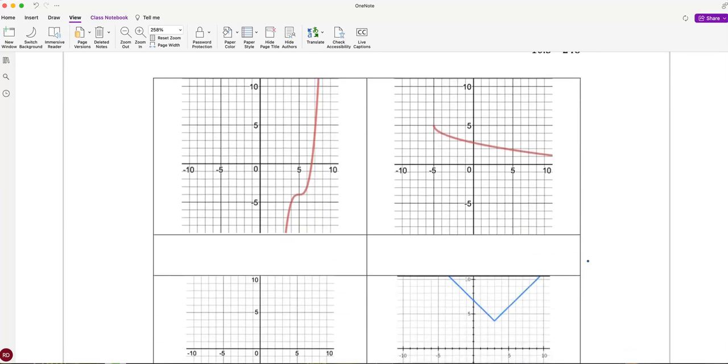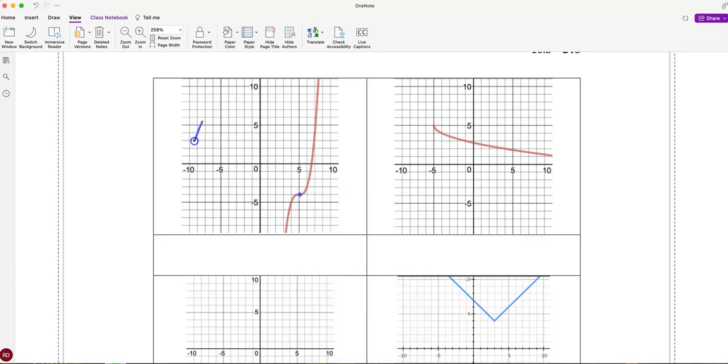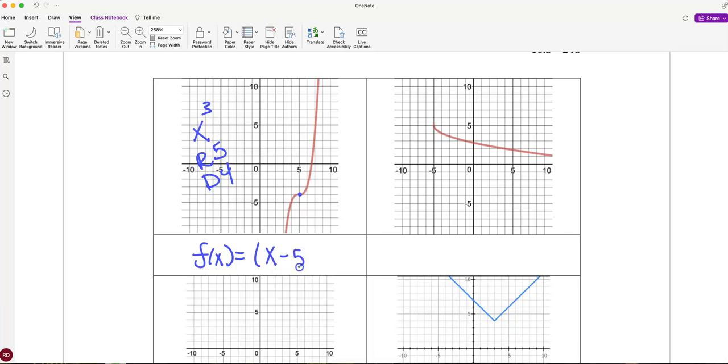So the next guy, there's my center right there. This is based on x cubed. It's right side up, and it moved what, right 5, down 4. So f of x equals x minus 5 cubed minus 4.